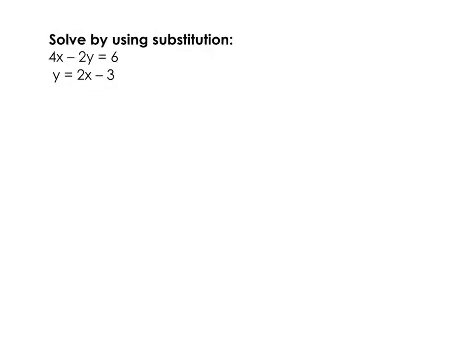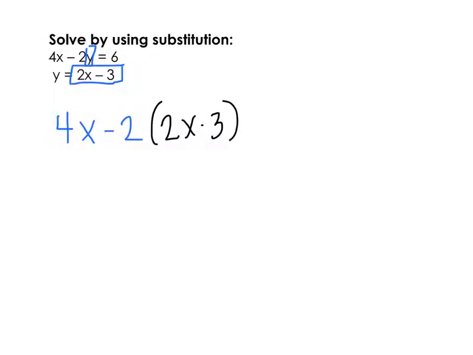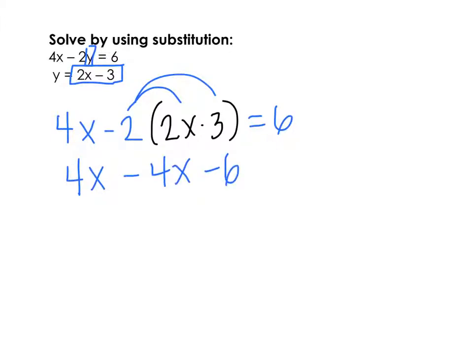Let's try this next one, subbing them in. So 2x minus 3 is going to go in for y. So with my original equation, I have 4x minus 2, and in this place, I'll sub in 2x minus 3, and that's equal to 6. I'll distribute, which gives me 4x minus 4x minus 6, or plus 6, equals 6.